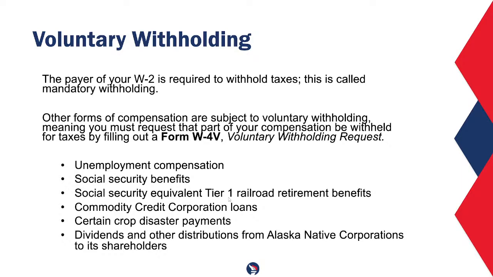Social Security equivalent Tier 1 railroad retirement benefits. We haven't talked about that yet, but basically read this as Social Security benefits for people who worked on the railroad. Commodity Credit Corporation loans, certain crop disaster payments. These are farm things. You can have taxes withheld. Dividends and other distributions from Alaska Native corporations to its shareholders. You can have voluntary withholdings for it if it's going to be big numbers.